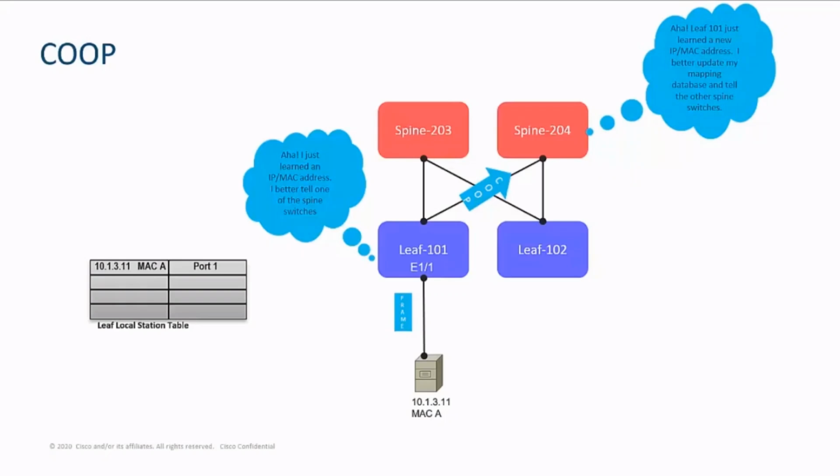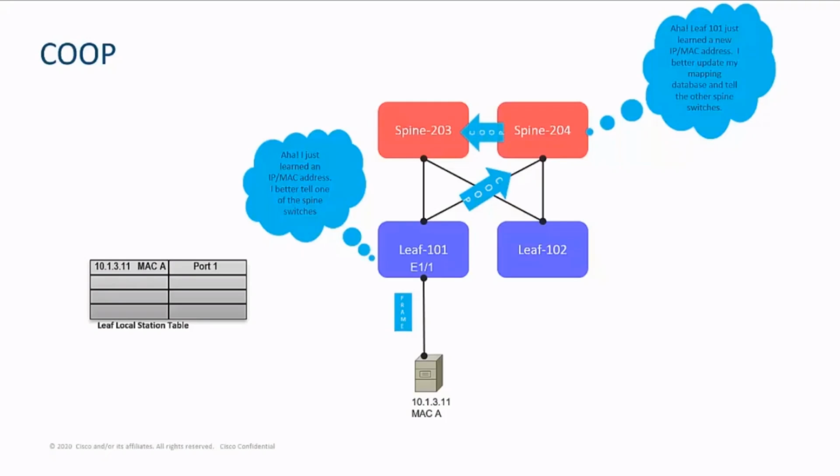So if we think of the big picture, essentially all spine switches will know the location of endpoints attached to the ACI fabric. So in this example, spine 203 and spine 204 are going to know that IP 10.1.3.11 and MAC A are behind Leaf 101. That's a very important concept to understand some of the packet walks that we're going to do.